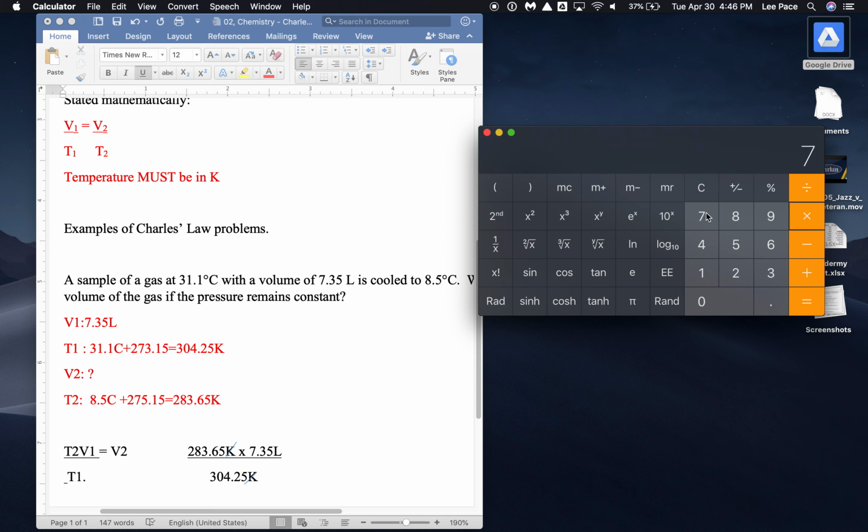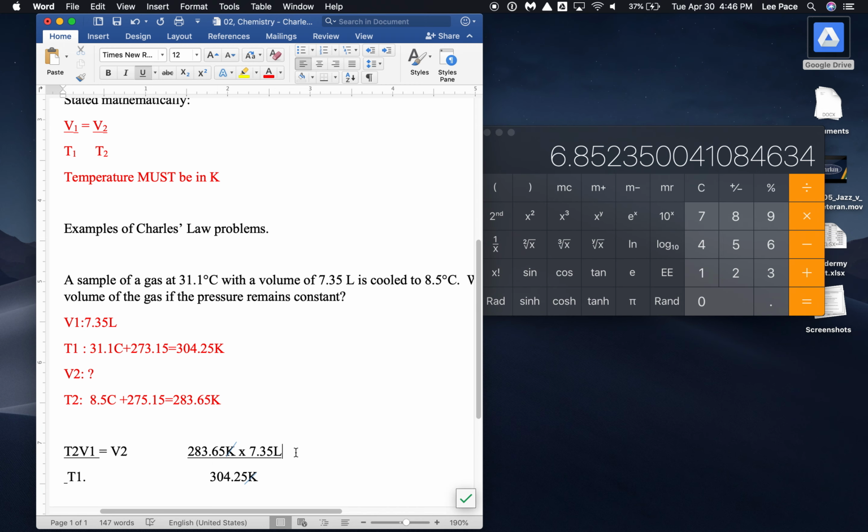283.65 times 7.35 divided by 304.25 equals 6.85 to 3 sig figs, and we've got 5 sig figs, 5 sig figs, 3 sig figs. We are done. V2 is 6.85 liters. Lose the underline and include an equal sign. And that would be V2, and we're done. So I'm going to make that bold and wonderful.